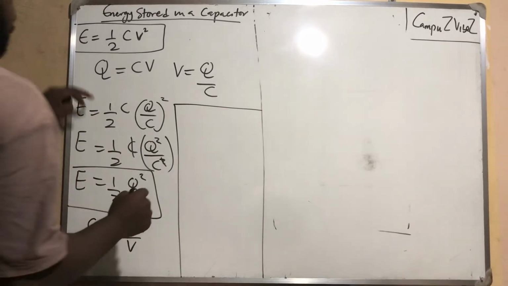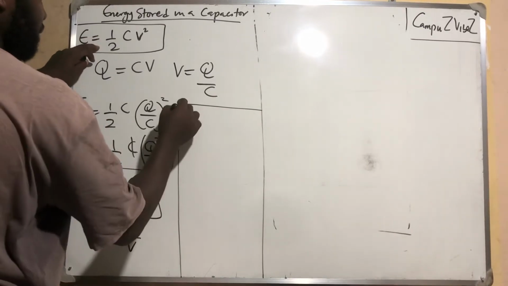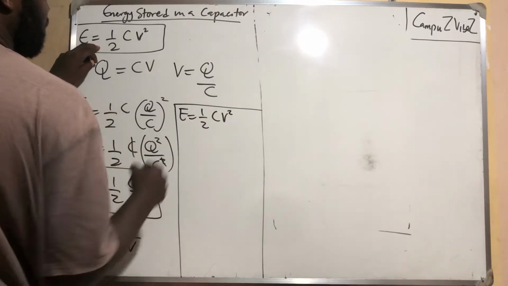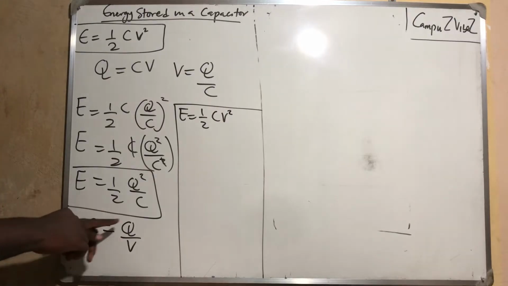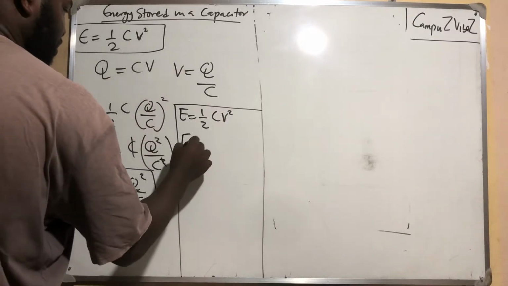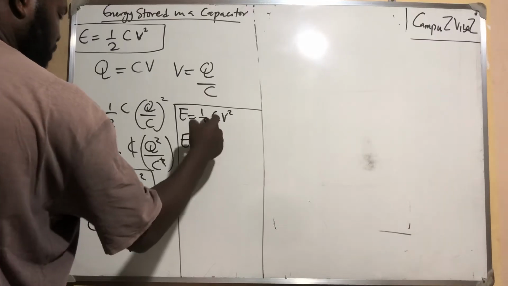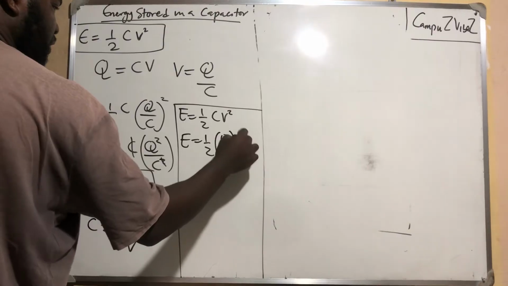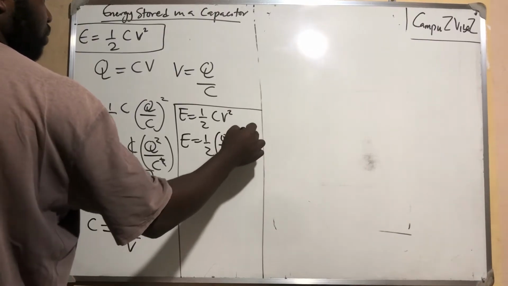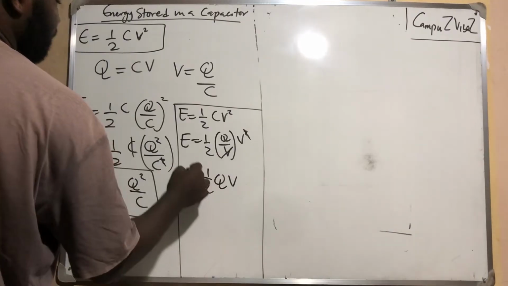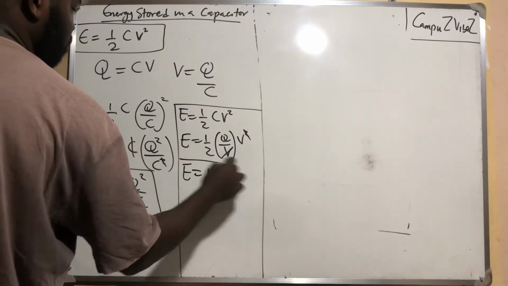So I'm still having the same formula. I thought that it's only this one that I need. So my E is equal to 1 over 2 CV squared. All right. So anywhere I see C now, I will now put Q over V. So I have that my E is equal to 1 over 2, instead of C, I'll put Q over V, then times V squared. So this will cancel one of these to have 1 over 2 QV. So that's the third one.